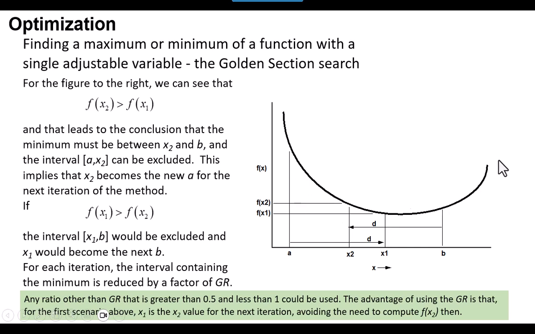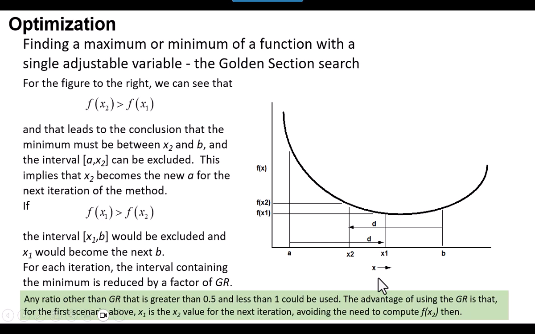So if we have a monotonic function with a single minimum, now we know that the interval to the left of x2 is no longer of interest in terms of containing the minimum. So as we go forward now, we're looking between x2 and b, so x2 becomes the next a. Now, if this were the other way around, and the f of x1 were greater than the f of x2, then the x1 would become the next b, and we'd be looking between a and b.